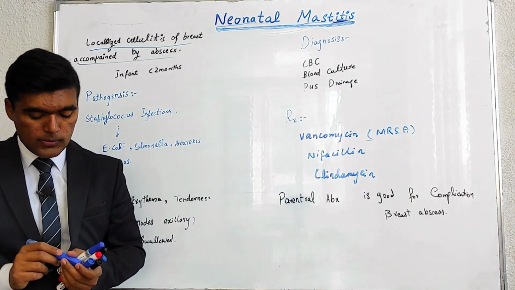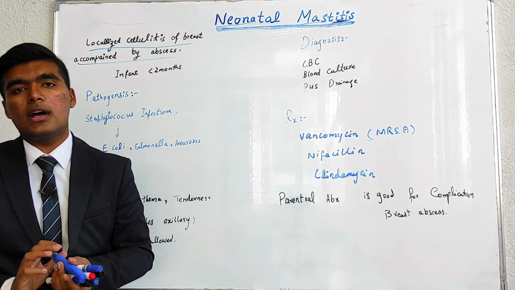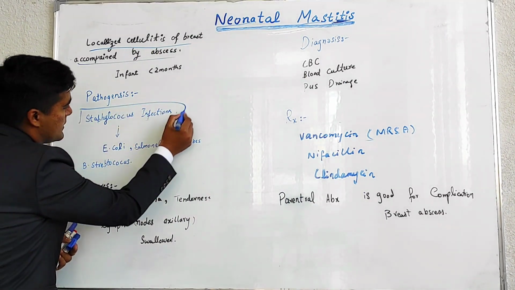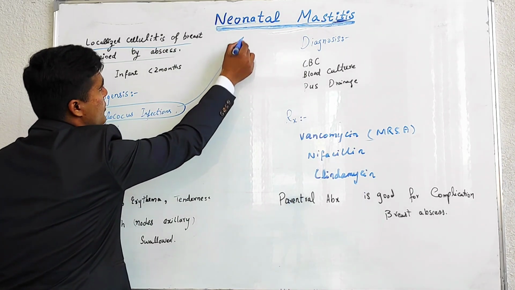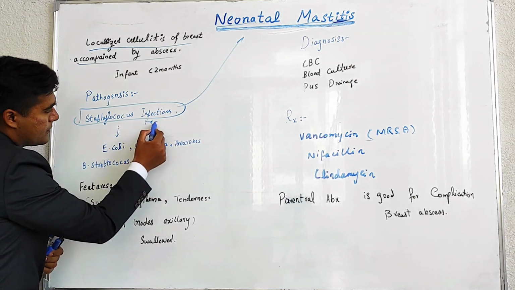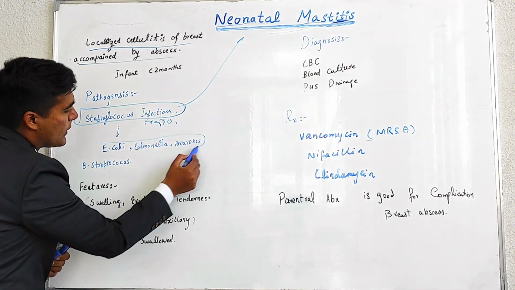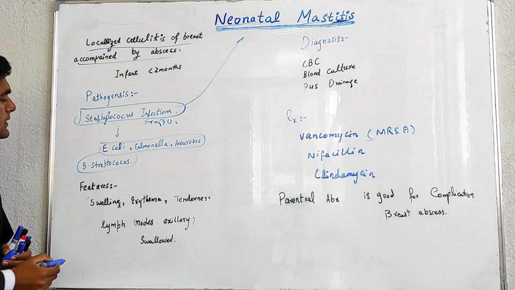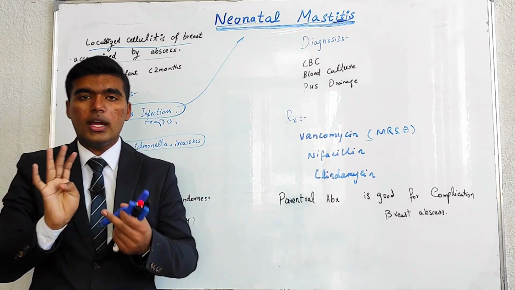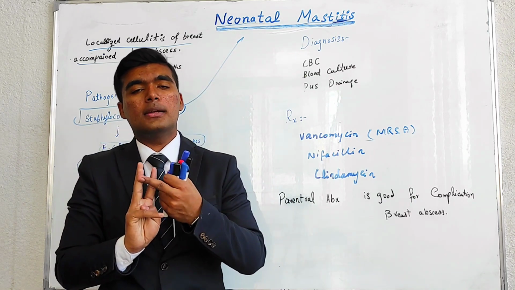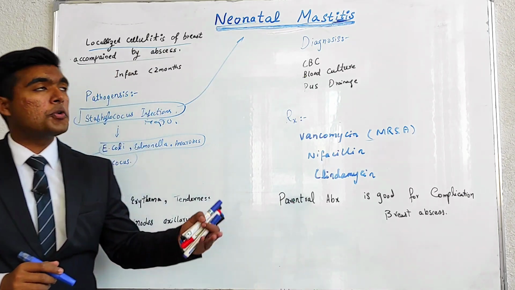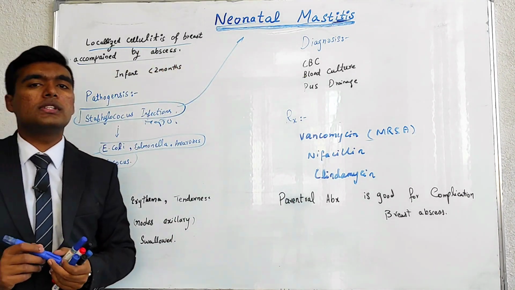So when we talk about pathogenesis, streptococcus are the main infections that are going to be a contributor of neonatal mastitis. Staphylococcal infections are major, and minor ones include E. coli, Salmonella, anaerobes, and beta streptococcus. E. coli, anaerobes, and beta streptococcus are minor, and staphylococcus is major, ultimately contributing to cause this neonatal mastitis.